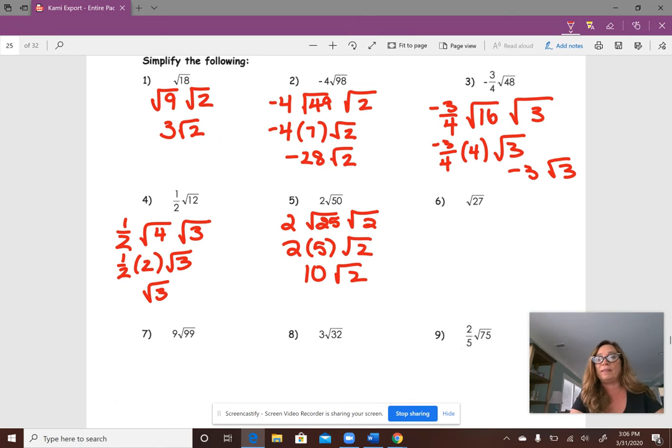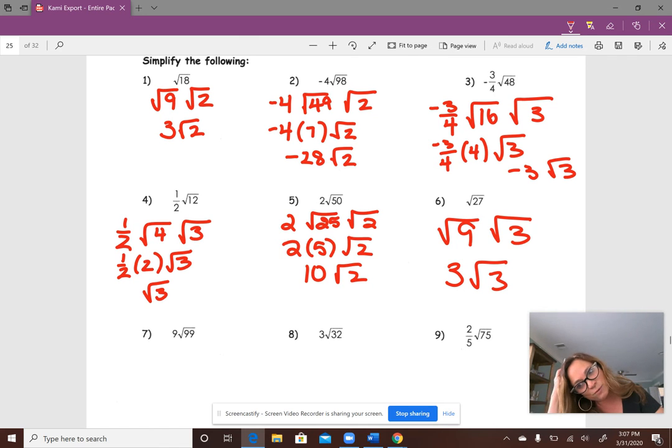Okay, but these are irrational, and they're called irrational because they're not rational. Rational numbers are any number that can be expressed as a ratio a over b, where both a and b are integers and b isn't zero. You should take some time to memorize that definition. It's kind of important. All right, so 6, I got 3 rad 3.